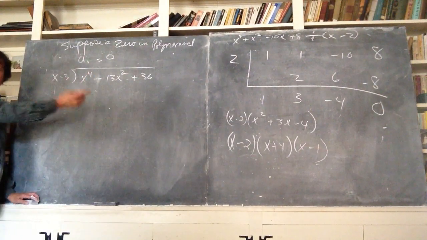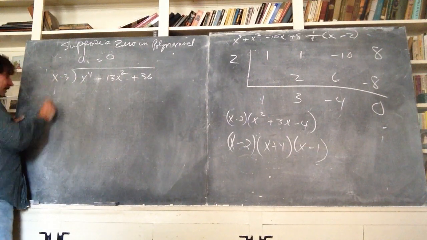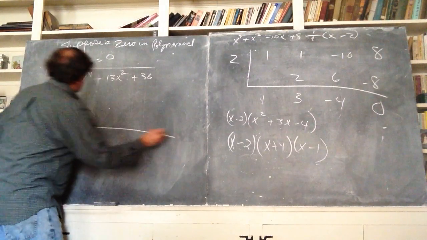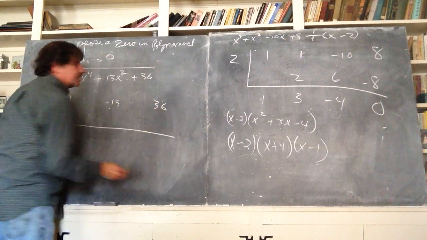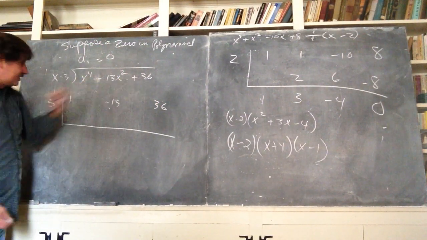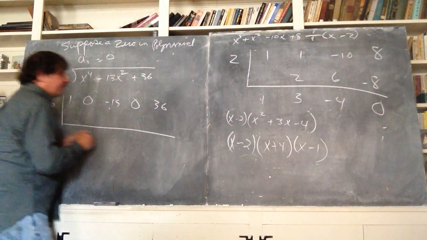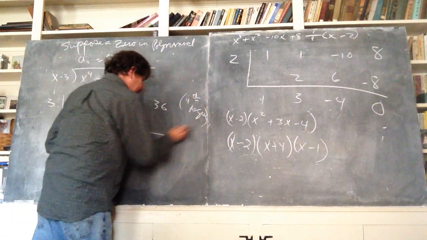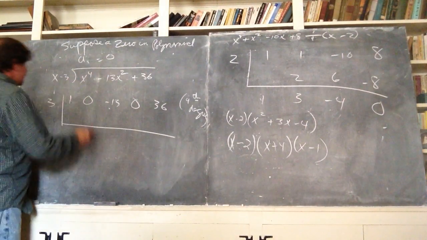Okay. Now, so that's what I want to do, but let's set it up synthetically. If x minus 3 is a factor, that means I'm dividing by 3. Here we go. 1, 0, minus 13, 0, 36. This is important. If the third degree is 0, this first degree is 0. You must have those represented. Now, please understand, this is a fourth degree. So what we're going to get down here is going to be a third degree. We're just breaking it down by one factor. So here we go. 3.